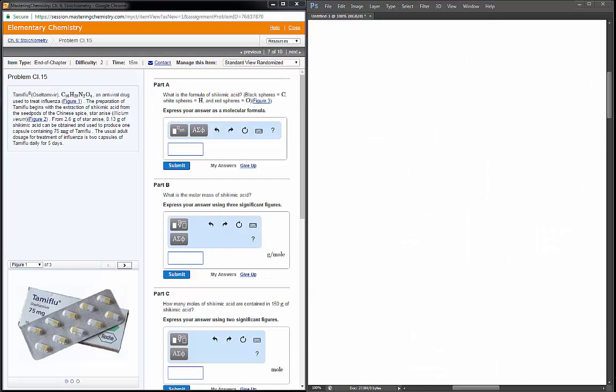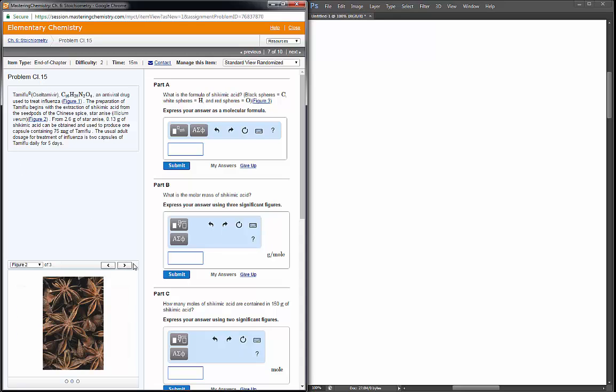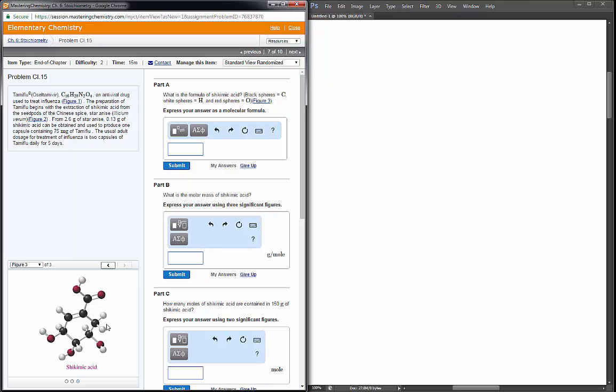All right, so this next problem just continues what we've already been doing, but kind of looking from a broader perspective, like why do we care about this kind of thing? And we're looking specifically at Tamiflu. Tamiflu is an antiviral drug, and they've got a lovely picture here of the tablets, and this shows the star anise that it comes from. And this is the shikimic acid, which is the starting material which is extracted from the star anise, which is then used to make Tamiflu.